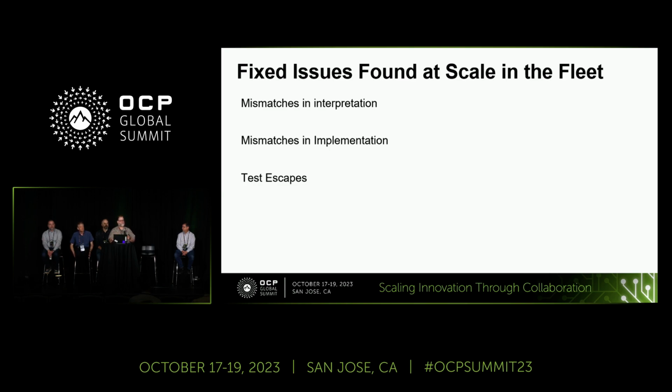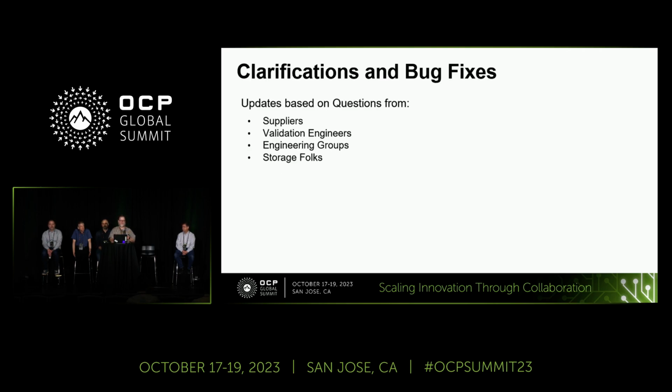And then there are things like test escapes. Things that happen where, wow, we thought that was a spectacular new failure mode. I never saw that before. So how do we put that in a requirement to close that loophole and then add a test for that so that it doesn't happen again? And finally, the clarifications and bug fixes. Questions from suppliers, validation engineers, the engineering groups within the fleet itself, so Microsoft's Azure Compute and Azure Storage folks, and then people just like yourselves.